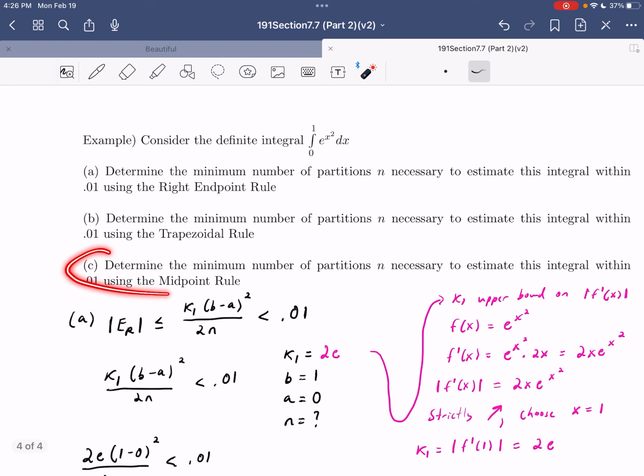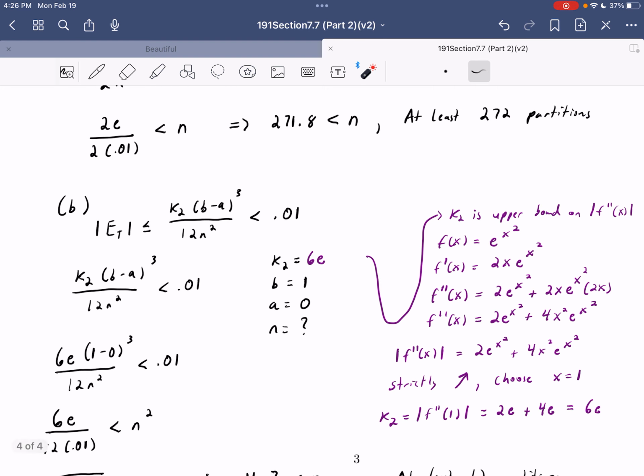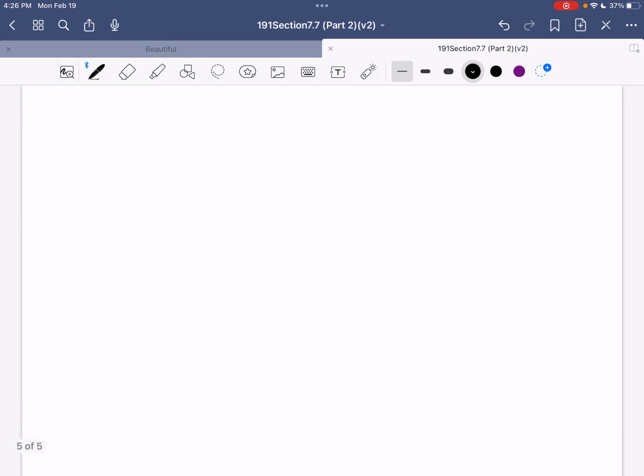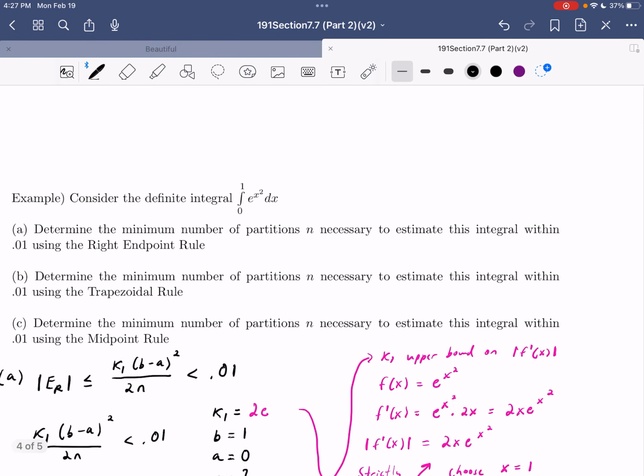All right, we have one last part to do here. We wanted to go ahead and do this for the midpoint rule. We'll be able to reuse a lot of our stuff though. So let's give ourselves one more sheet. We'll mark this as part C. We're going to take our midpoint error bound.